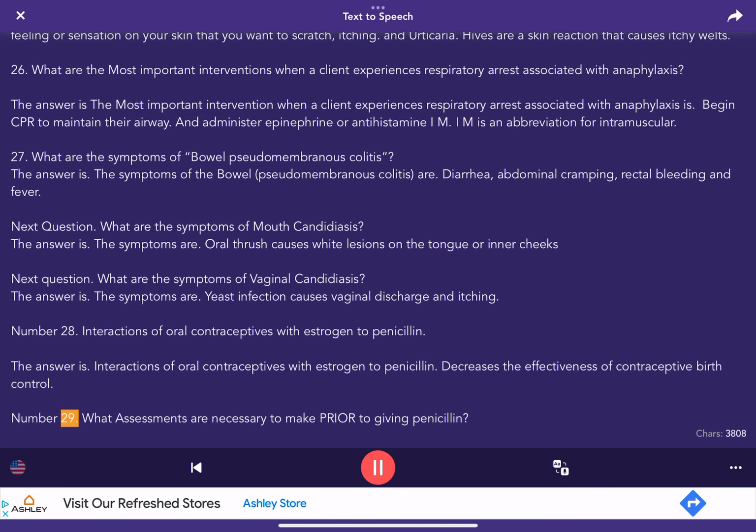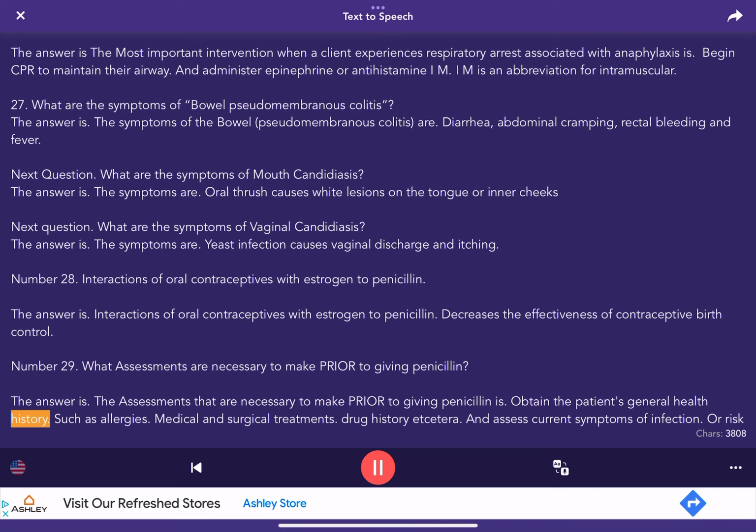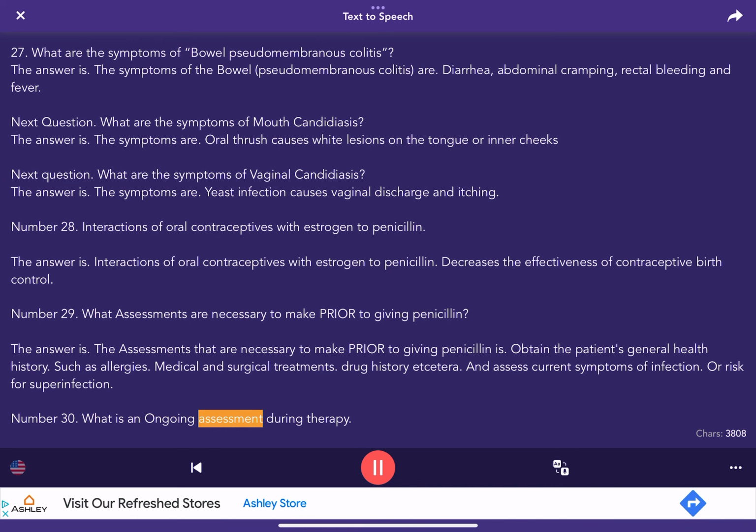Number 29. What assessments are necessary to make prior to giving penicillin? The answer is, the assessments that are necessary to make prior to giving penicillin is obtain the patient's general health history, such as allergies, medical and surgical treatments, drug history, etc., and assess current symptoms of infection or risk for superinfection.